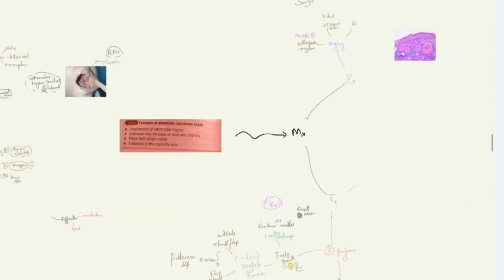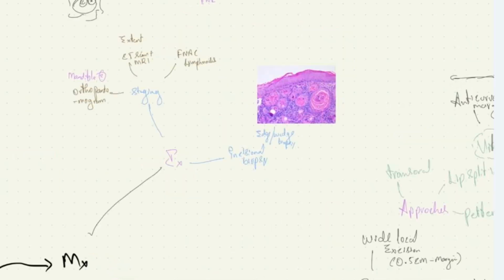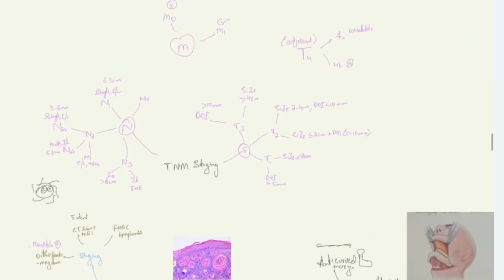Next, we saw the investigation and treatment of buccal carcinoma. For investigation, we perform an incisional biopsy, a wedge biopsy from the edge, and then we do staging using FNAC, CT, MRI, and orthopantomogram. For the TNM stage, T1 is size less than 2 centimeters with depth of invasion less than or equal to 5 mm.